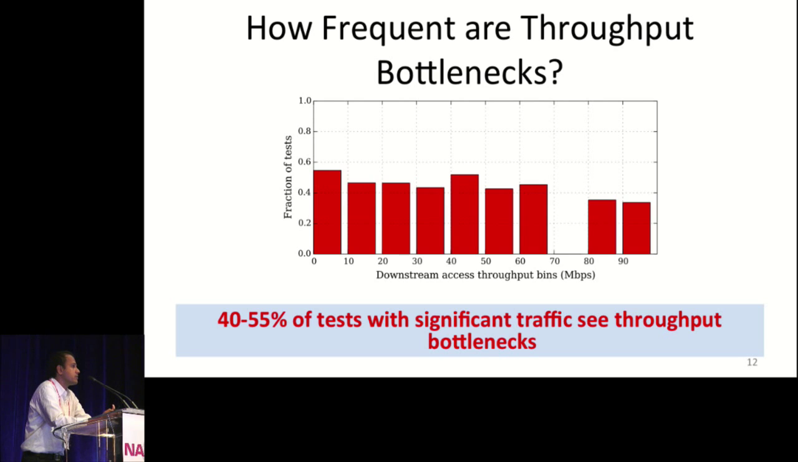Users typically see a significant throughput bottleneck about 40 to 55% of the time. It doesn't really change whether they have a really low access link throughput, although it's slightly higher for users in the less than 10 megabit per second range. We don't really have too many users in the 70 to 80 bins, so we don't have any data for that. But it's pretty consistent between about 40 to 55%. Well, this conflates both the access link and the wireless link bottlenecks.